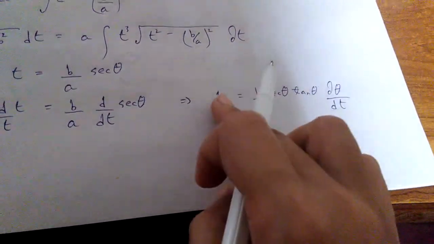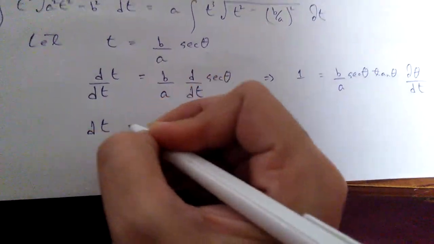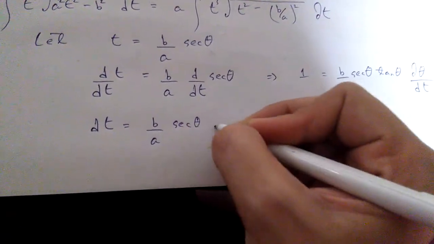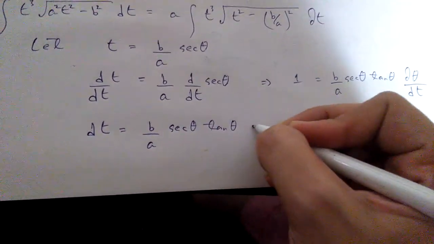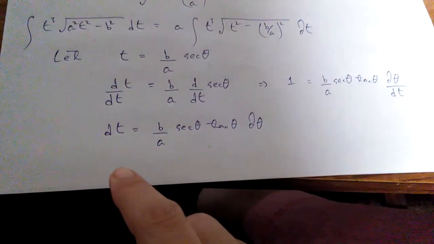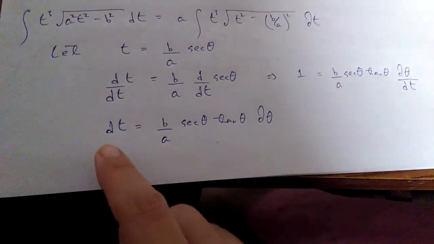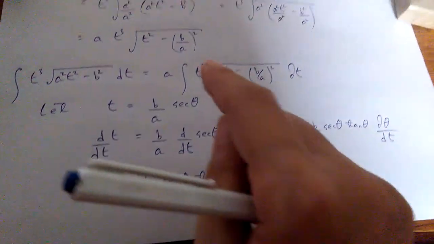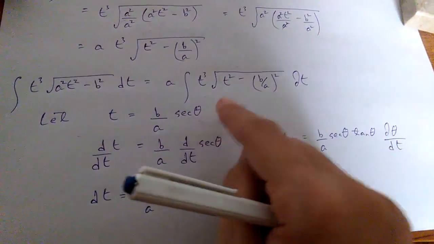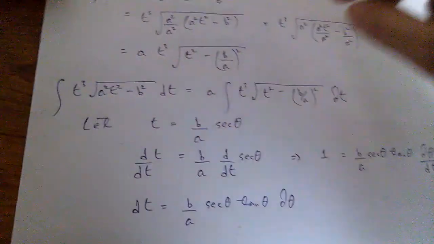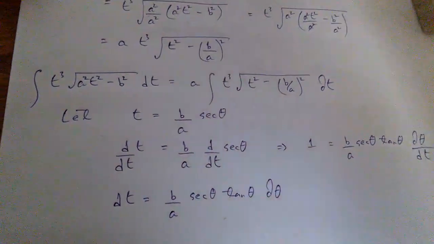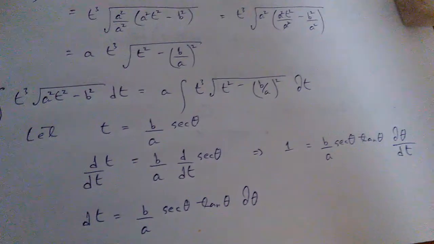Now shift this dt over here on multiplication with 1, it looks like this. The dt is equal to b upon a times sec theta tan theta d theta. Now you have what to replace: you're going to replace your dt with this, and you're going to replace your t with this stuff. So let's get our desired integrand, and then we are going to evaluate it. Okay, so let's turn the page.